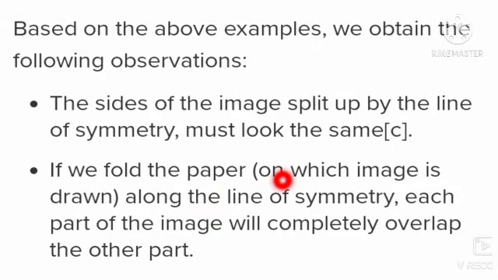Based on the above examples, we obtained the following observations. The sides of the image split up by the line of symmetry must look the same. If we fold the paper on which the image is drawn along the line of symmetry, each part of the image will completely overlap the other part.